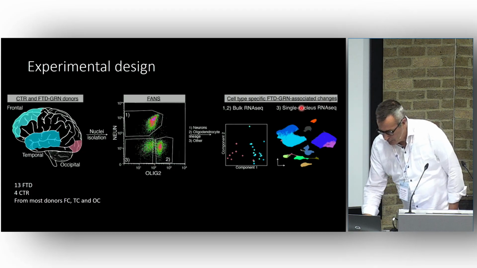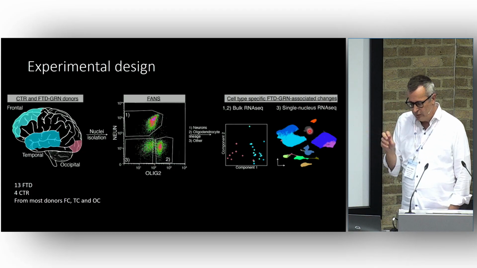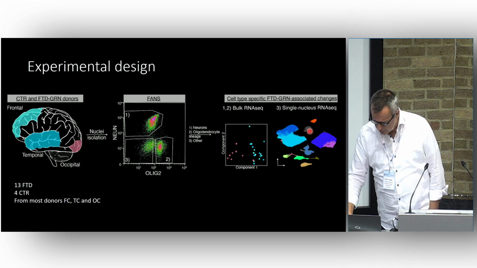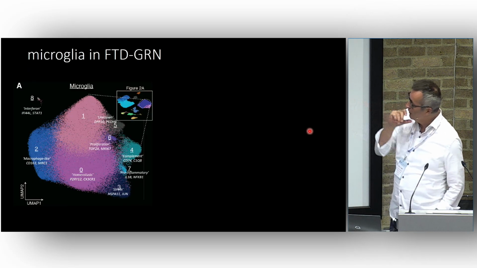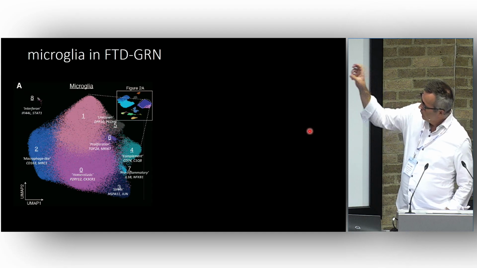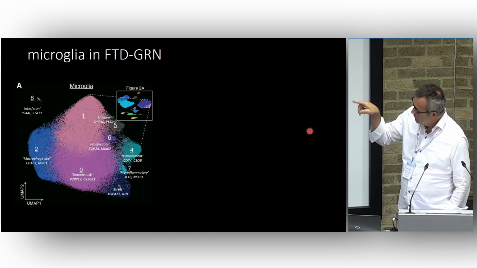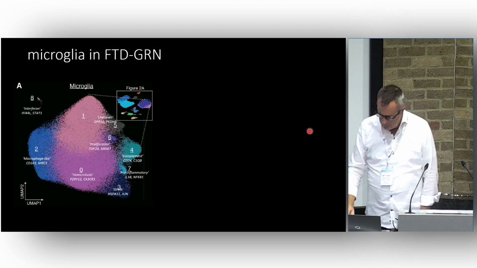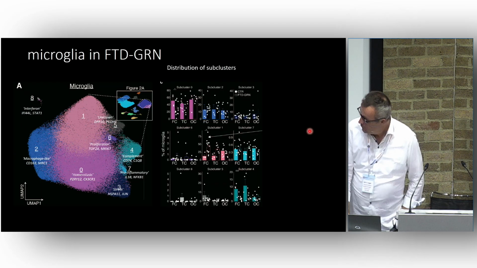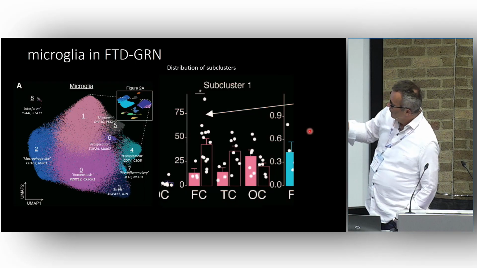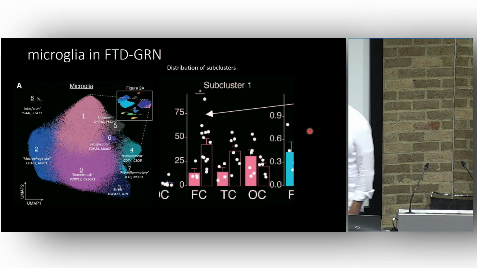So this is then a UMAP with all the different cell types from which these nuclei were derived; they cluster together. So the first thing we did is that we looked at microglia. So this is the microglia UMAP. It's a subcluster of the total data set we got. And we find all kinds of clusters. And there was one that stood out, cluster 1, but I'll enlarge it. So cluster 1, so this is frontal cortex, temporal, and occipital cortex.